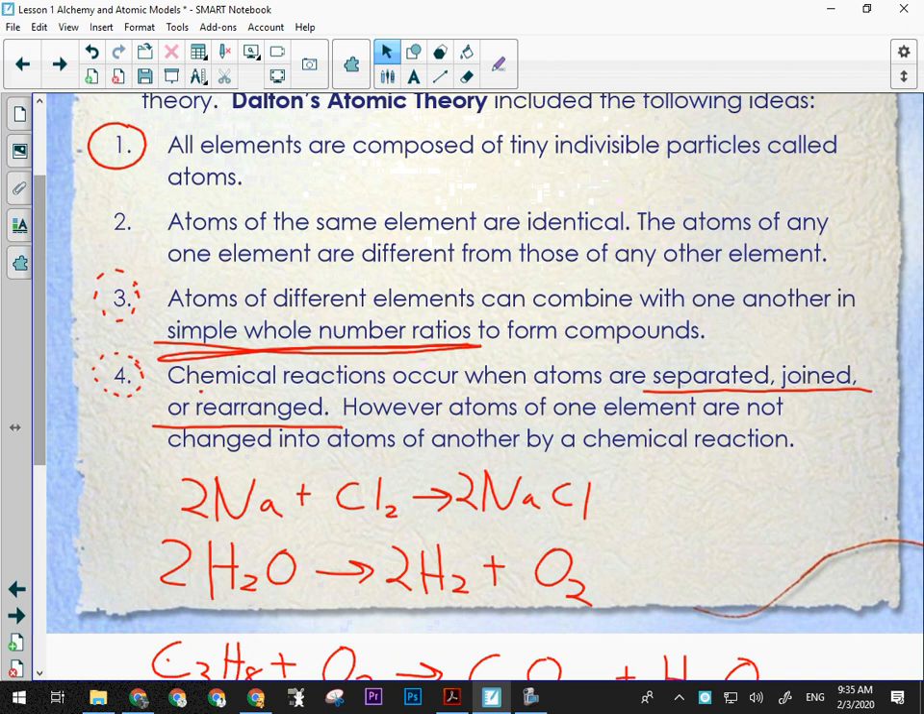By the way, the earth is round. Okay. If you're one of those crazy flat earth people, the earth is round.